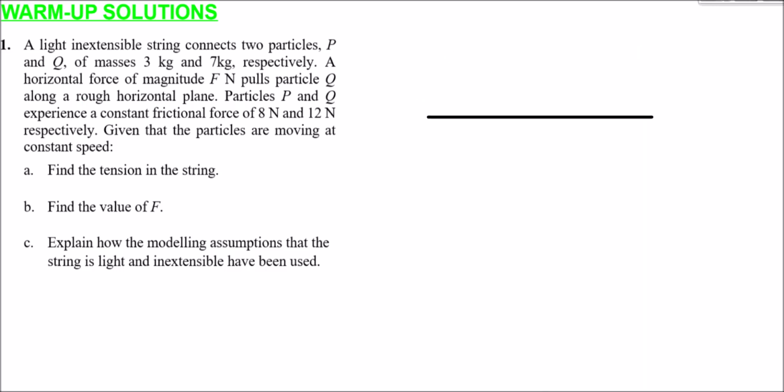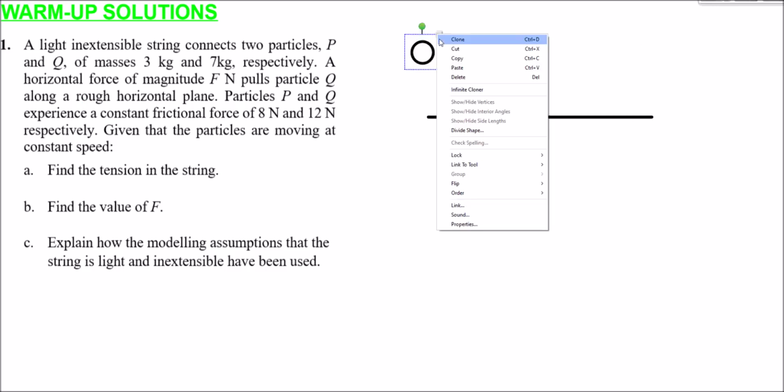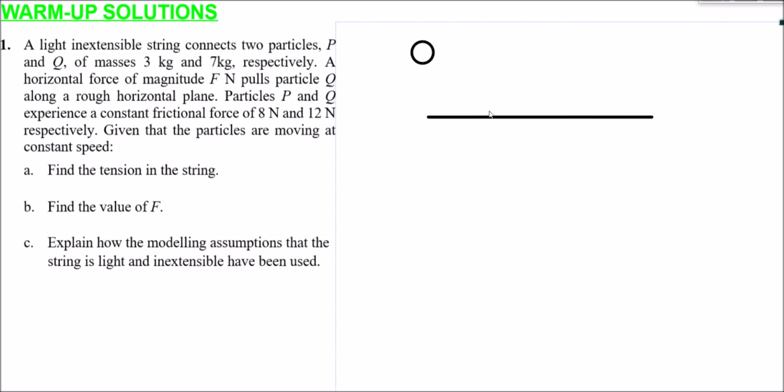So we can now just add in P and Q. So if that's P, I'll copy that and add in Q to go alongside it. So there's P and Q on the rough plane. They're connected by a string. So let's add this in like so, and label on what they are. So I'll call this one P, this one Q. So F is pulling Q along. So I'll add in F like this and label it as such.